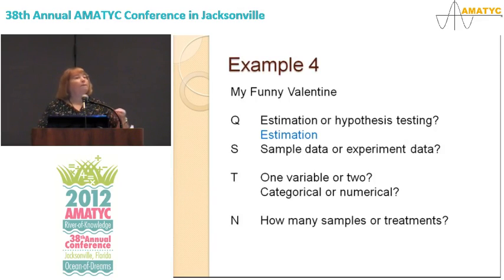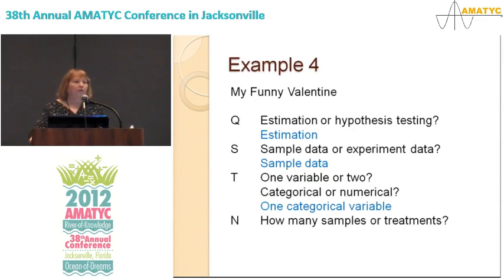So again, we could talk about how that would change, but the way this is currently worded, you're right, this is an estimation problem. Is it sample data or experiment data? Okay, sample data, they've taken a sample of pet owners. One variable or two, and categorical or numerical? Categorical, they just, are you going to buy a gift for your pet or not? So categorical, and one variable, at least the way that's described. They probably ask other questions on the survey, but this particular description would be one categorical variable.